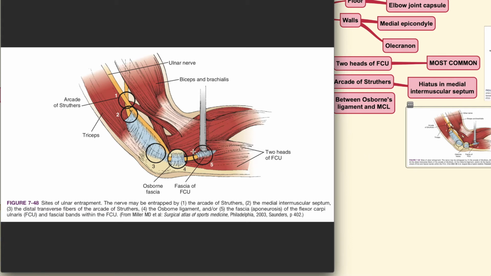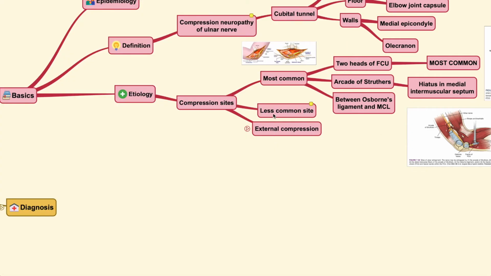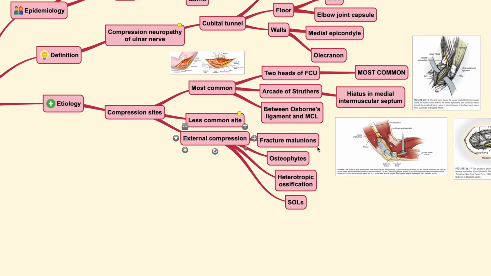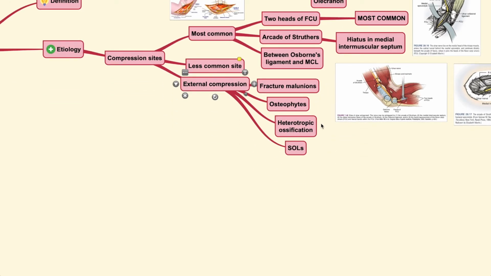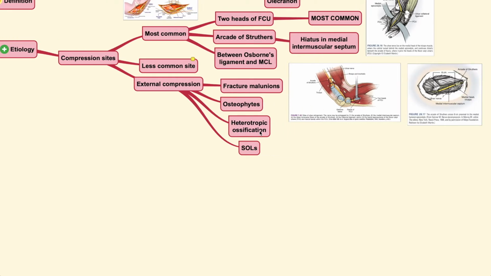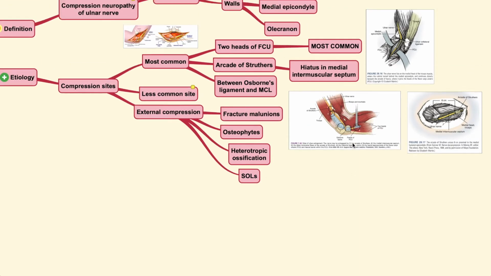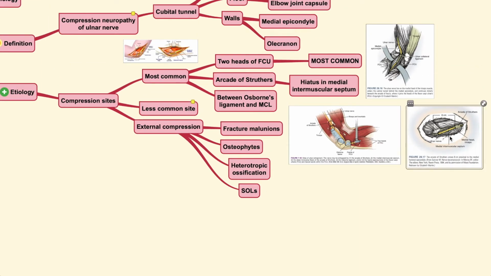Now this is definitely the most common site, and this needs to be addressed when we plan on doing a decompression surgery. Next would be the other less common sites. It could be entrapped over at the medial head of triceps, medial intermuscular septum, and so on. Most of them are caused by external compression, sometimes external soft tissue compression, sometimes the compression could come from bony structures, which may be caused by fracture, malunions, osteophytes, heterotopic ossifications, or even some other types of space-occupying lesion.